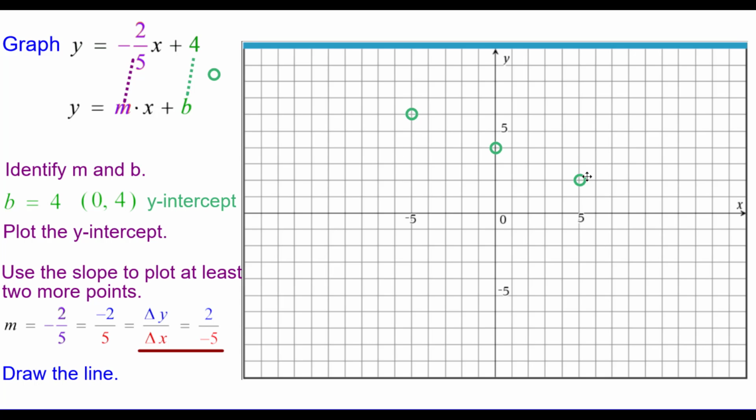Notice that the 3 points are collinear. We can go ahead and draw the line. And that's the graph of the equation y equals negative 2/5 x plus 4. Press pause as needed.